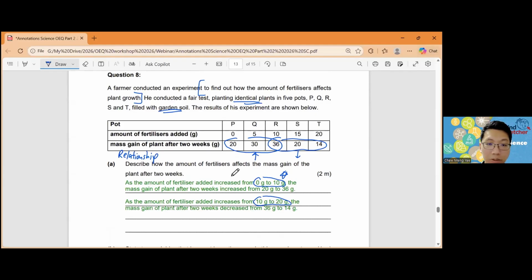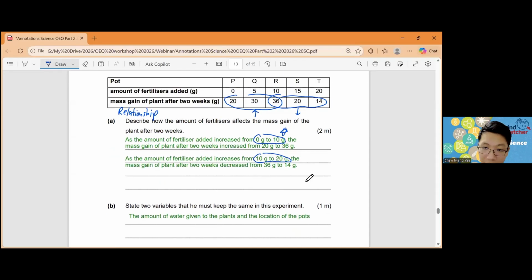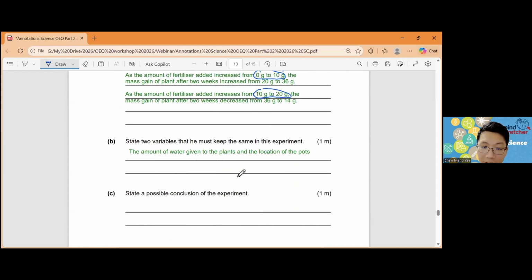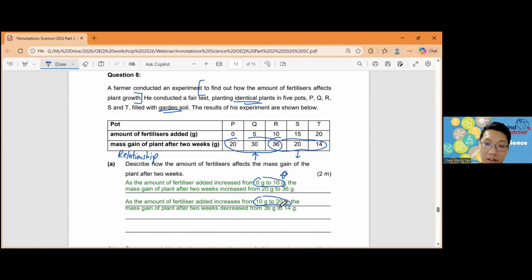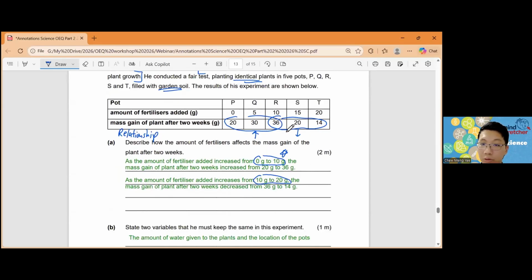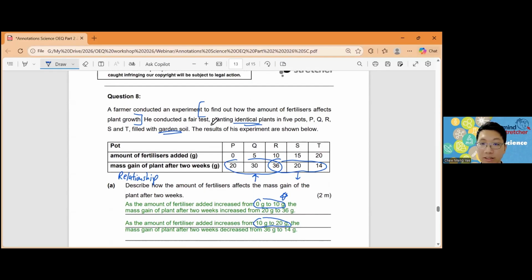So does it mean that we will rewrite the relationship? It is possible, but when it's a conclusion, we don't need to be so specific. So you could give me again a relationship, but a general one. Another conclusion could be that you can identify how much fertilizer is the best. Again, how the amount of fertilizers affects the plant growth. So anything related to the amount, such as using 10 grams, and then the plant will grow the best. That still answers the aim of the experiment.